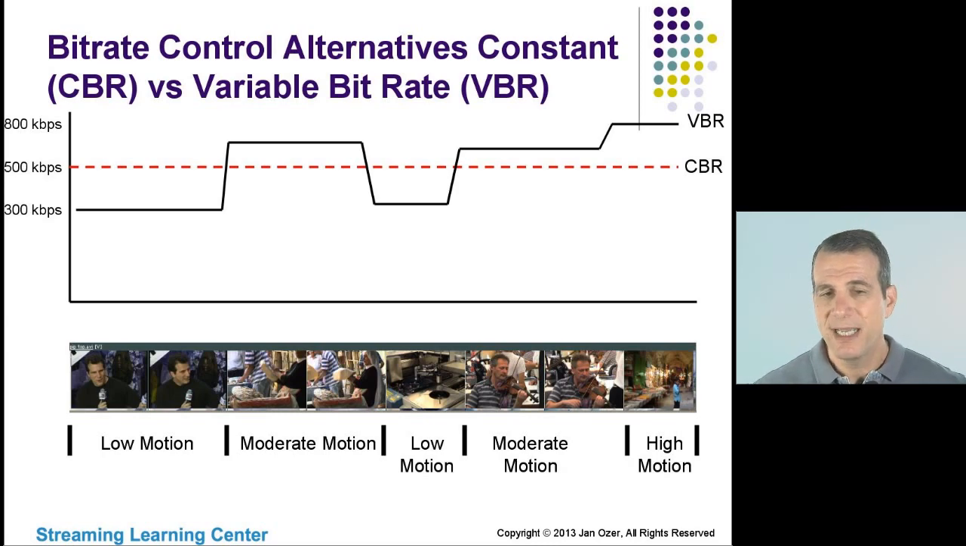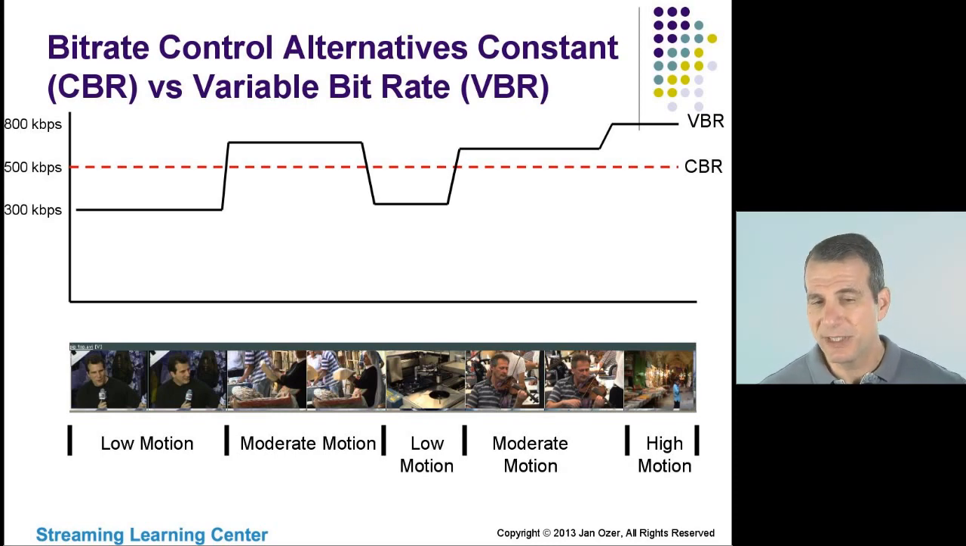So that's the red dotted line, and you can see that's 500 kilobits per second, irrespective of the content within the video file itself. The VBR file, for variable bitrate encoding, varies the data rate with scene complexity. So as the video file gets easier to compress, the data rate goes down. As the video file gets harder to compress, the data rate goes up.